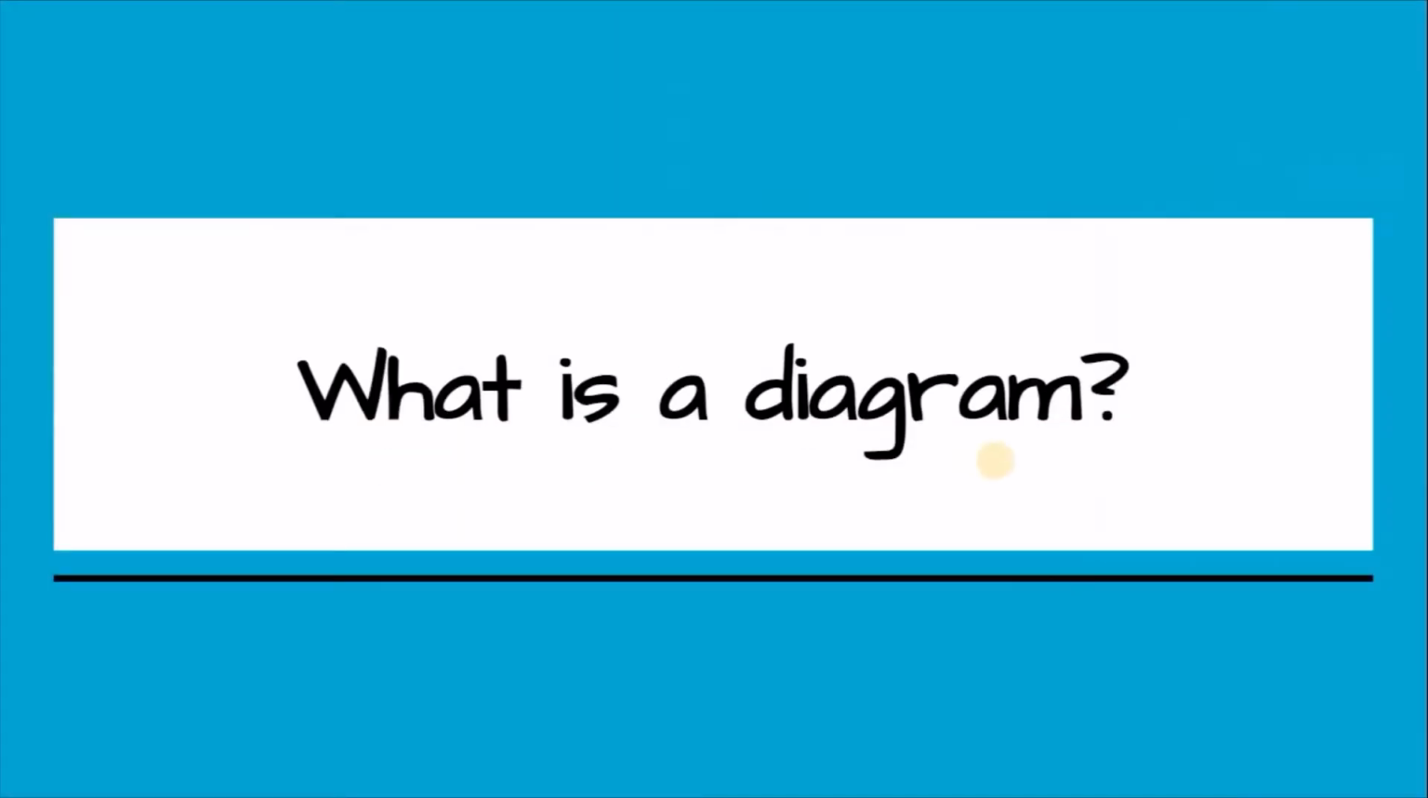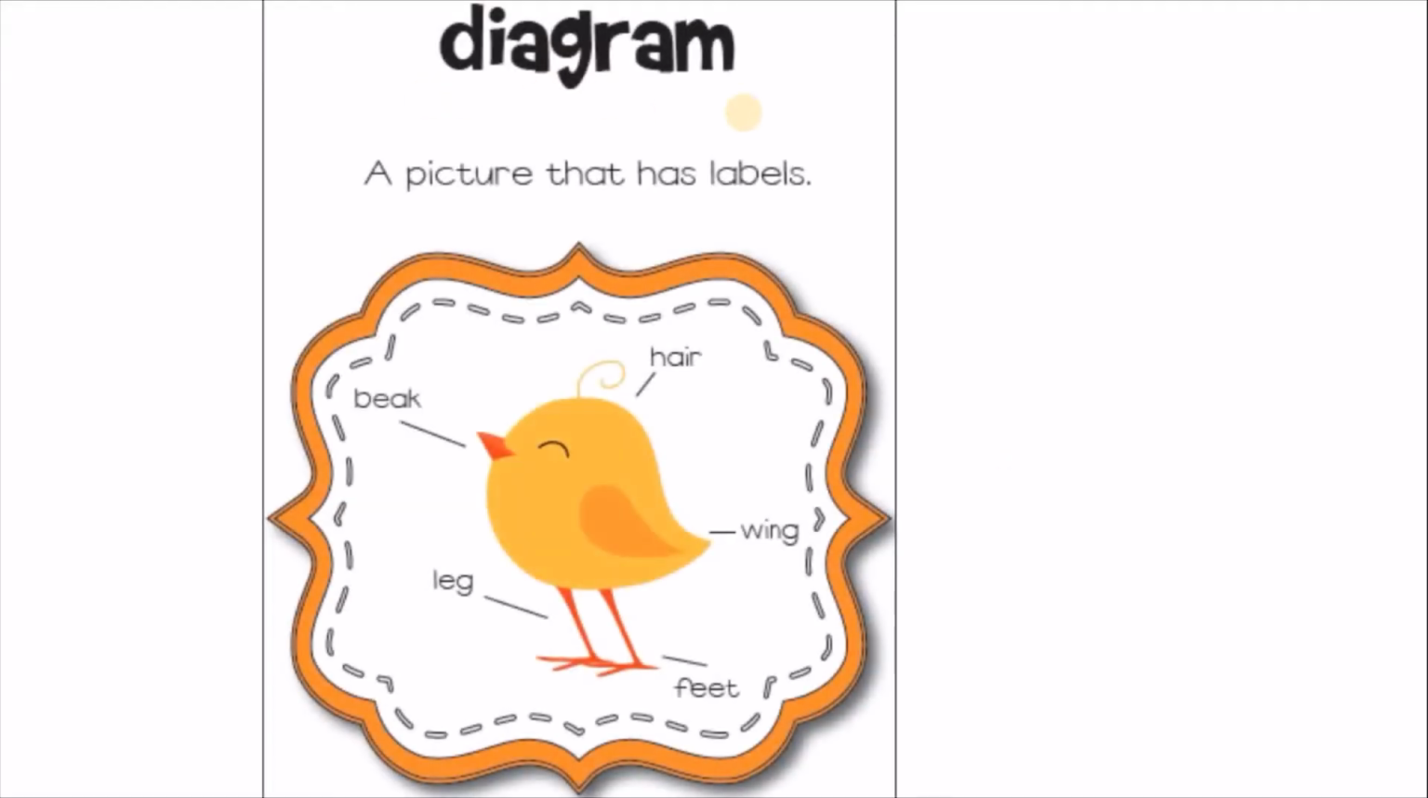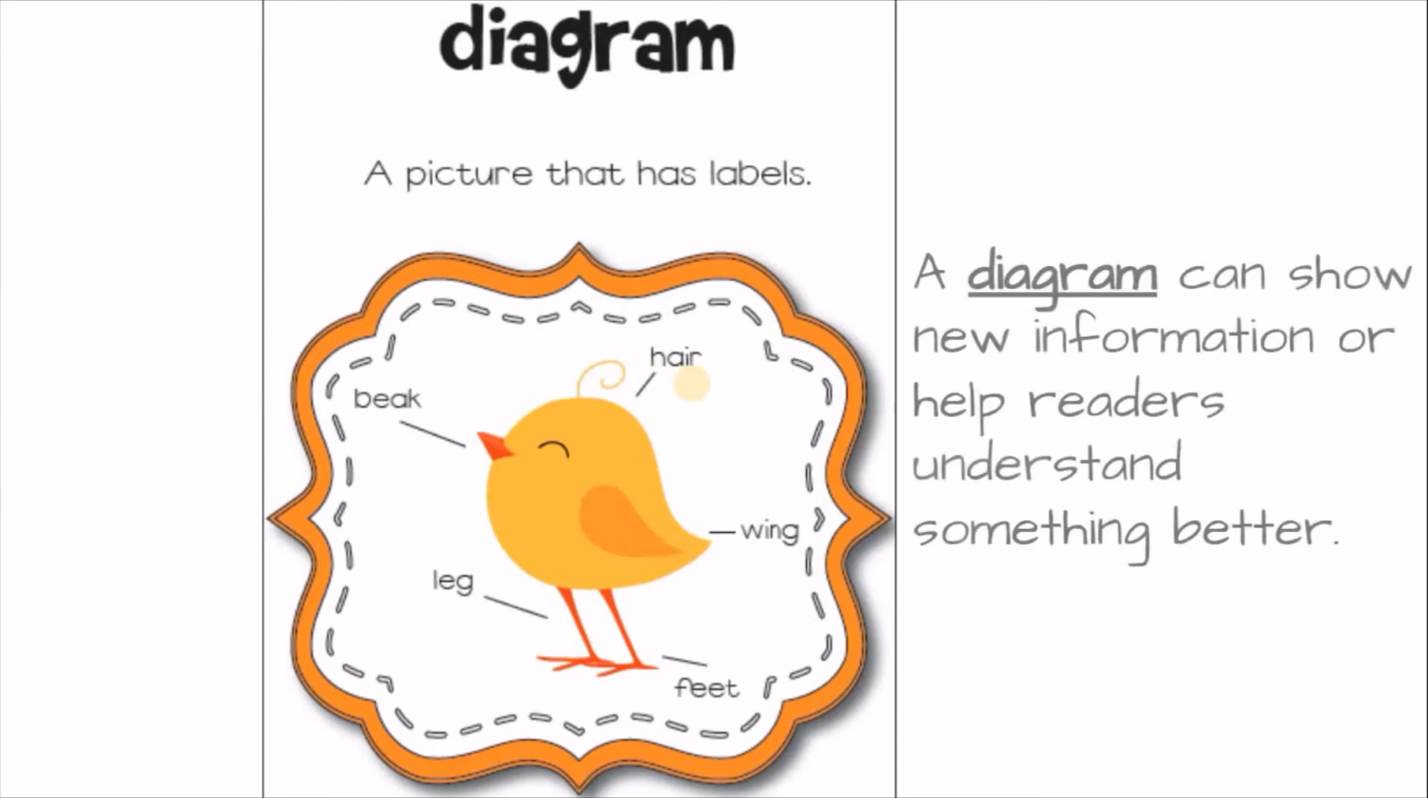First, what is a diagram? Well, a diagram is a picture that has labels. Take a look at this example. This is a picture of a chick, and we see 5 labels: beak, leg, feet, wing, and hair. These labels tell me more information about the picture. So a diagram can show new information or help readers understand something better.